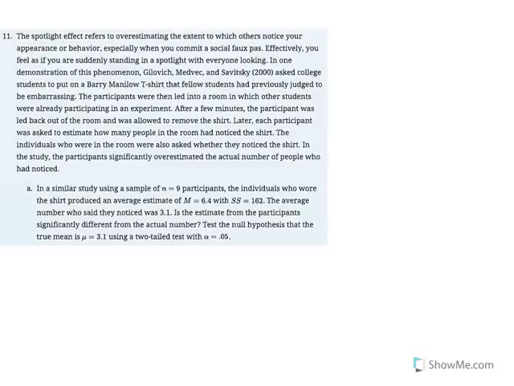The participants were then led into a room in which other students were already participating in an experiment. After a few minutes, the participant was led back out of the room and was allowed to remove the shirt. Later, each participant was asked to estimate how many people in the room had noticed the shirt. The individuals who were in the room were also asked whether they noticed the shirt. In the study, the participants significantly overstated the actual number of people who had noticed.